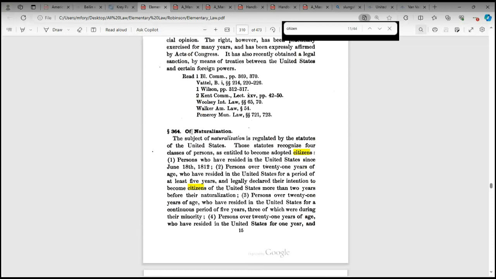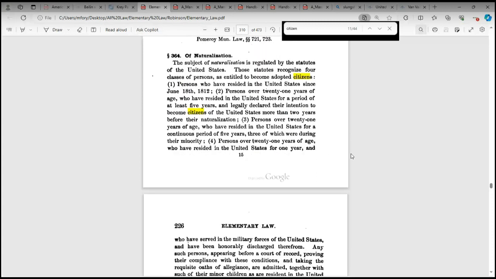Section 364 of naturalization. The subject of naturalization is regulated by the statutes of the United States. Those statutes recognize 4 classes of persons as entitled to become adopted citizens: Number 1, persons who have resided in the United States since 1812. Number 2, persons over 21 years of age who have resided in the United States for a period of 5 years and legally declared their intention, meaning changing their domicile, to become citizens of the United States more than 2 years before their naturalization.